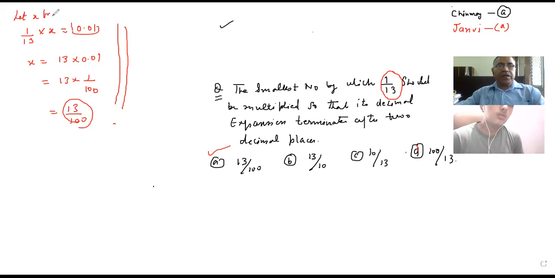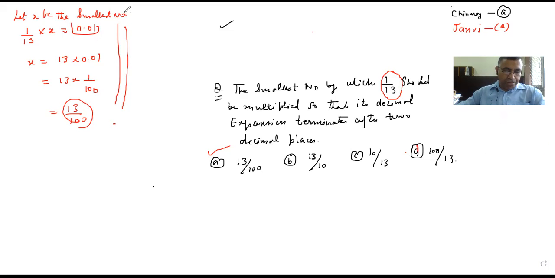Let x be the smallest number. Sir, if we wanted to terminate after 3 decimals, then we add one 0 in the denominator. You see, 13 by 1000 if we have to make it terminate after 3 decimals. Come to the next question.